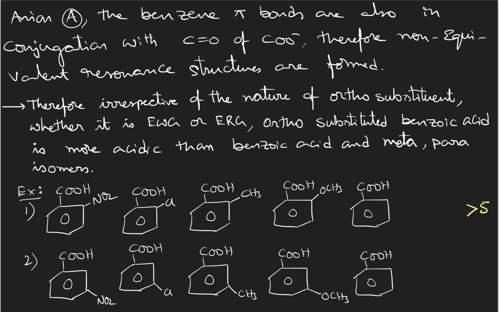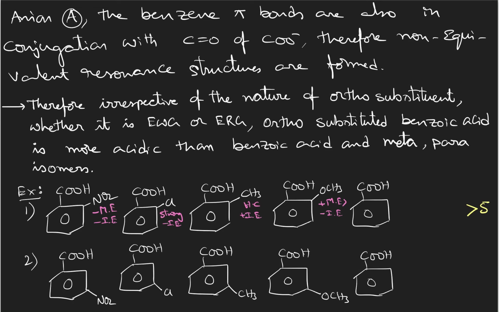NO2 is a strong negative inductive effect and negative mesomeric effect group, minus M minus I group, and Cl is a strong negative inductive effect. In fact, for halogens, negative inductive effect is higher than their positive mesomeric effect. And methyl is a hyperconjugation and positive inductive effect group. And OCH3 is a positive mesomeric effect greater than negative inductive effect group.